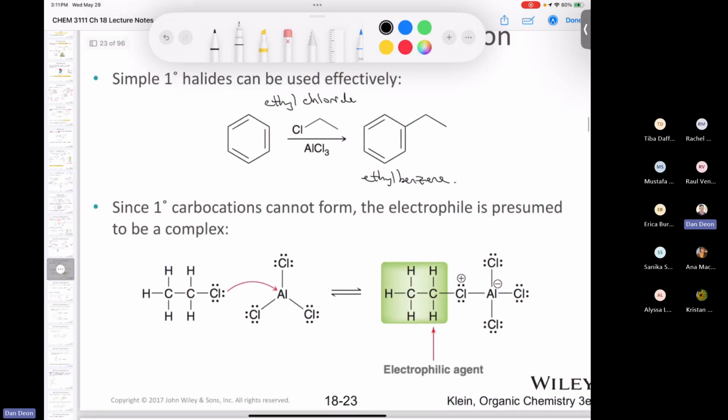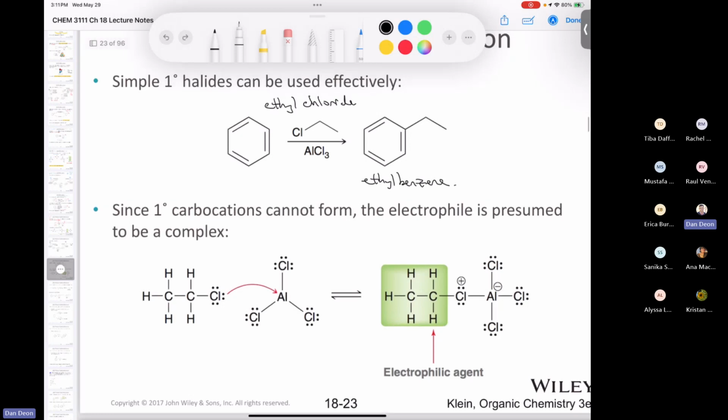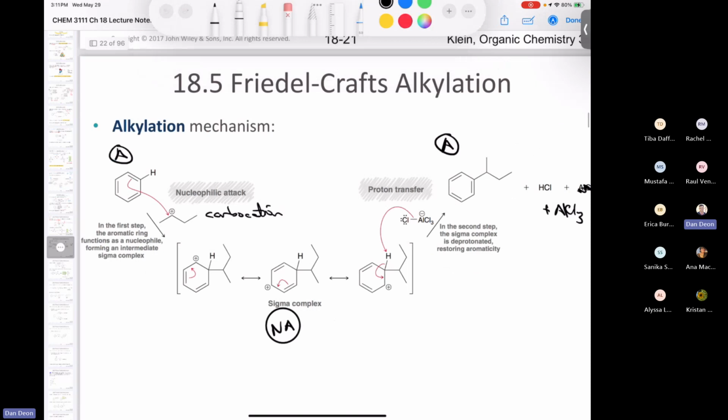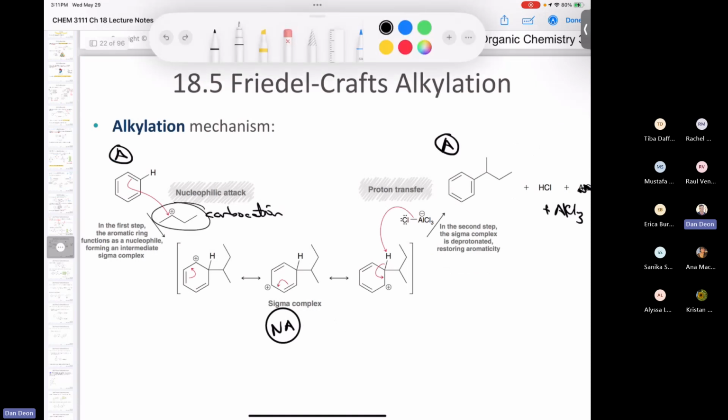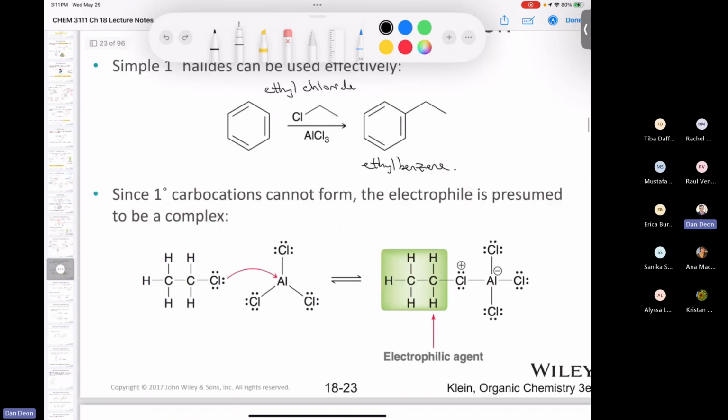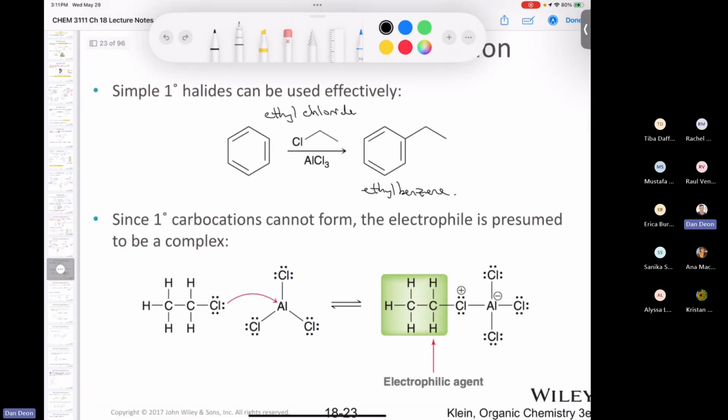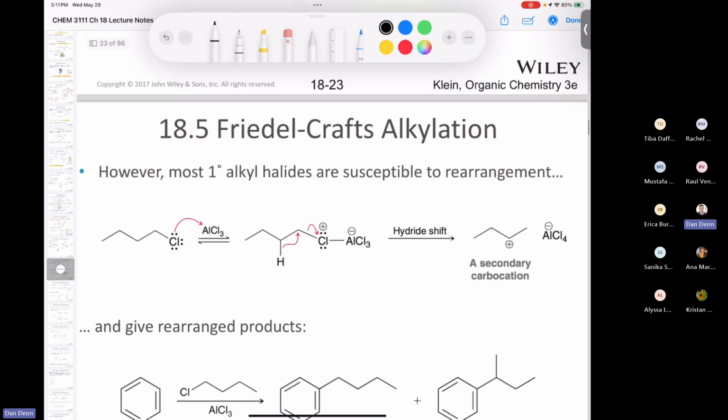However, we don't draw this bond as being broken. So we don't draw this curved arrow and then just draw an ethyl carbocation the way we did over here, where we just drew the carbocation itself. We don't do that with ethyl. Why? Because you'd have a primary carbocation, which is unstable. However, this whole thing here can serve as an electrophilic reagent. And so there's nothing wrong with these reaction conditions. This works very, very well to make ethylbenzene.